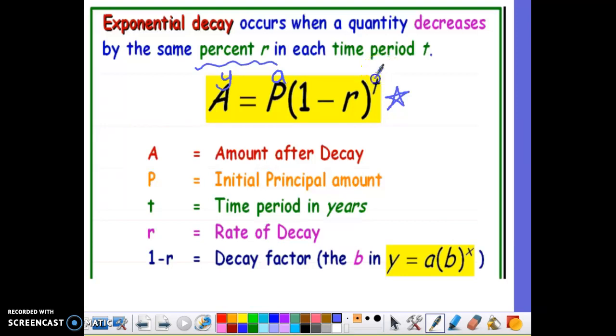If you want to use x instead of t, I'm fine with that. Or if you want to use t, it does not matter. Again, this is vocab we have to be aware of. R represents my rate of decay, or in other words, that's my percent as a decimal.